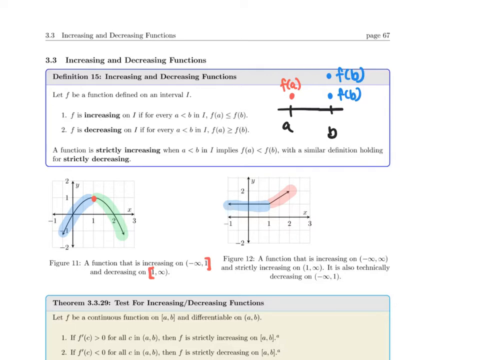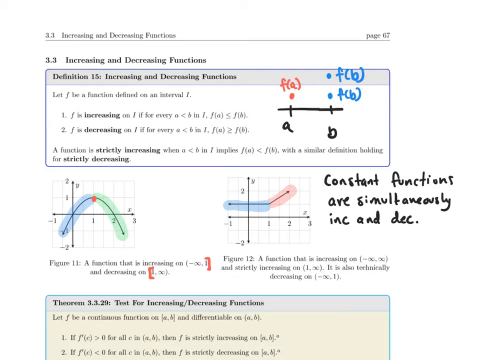So constant functions, this is important. According to this definition, constant functions are simultaneously increasing and decreasing. A better word to describe these functions would just be the word that describes them, which is they are constant. What we want to do in these definitions is allow a function to kind of momentarily level out and not have that interrupt the fact that it's increasing or decreasing.